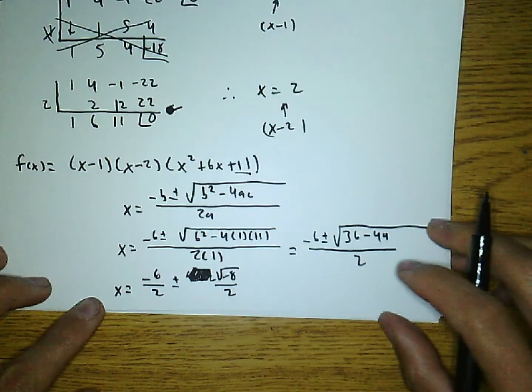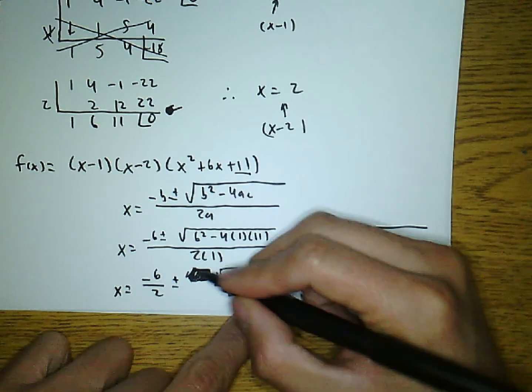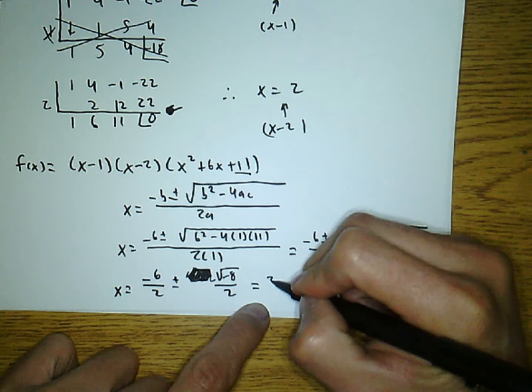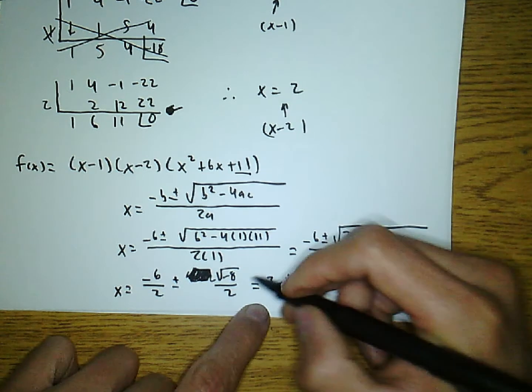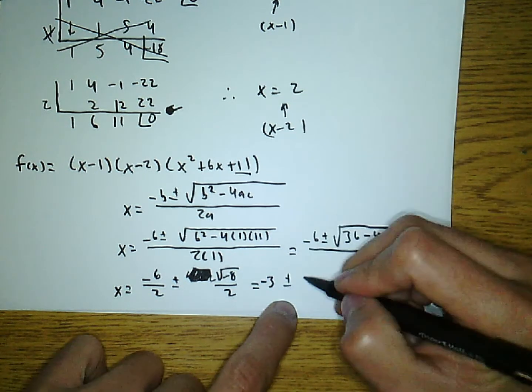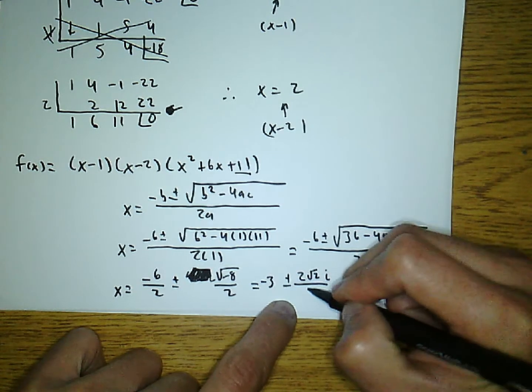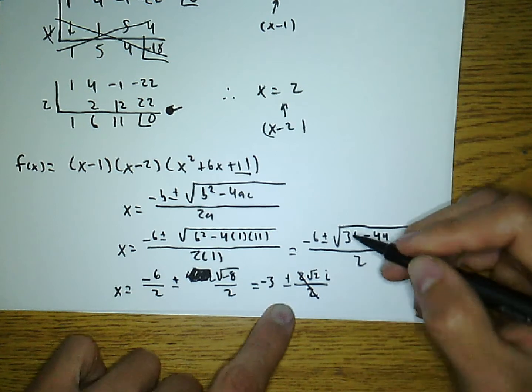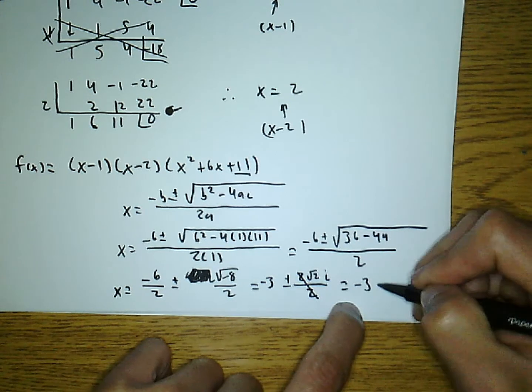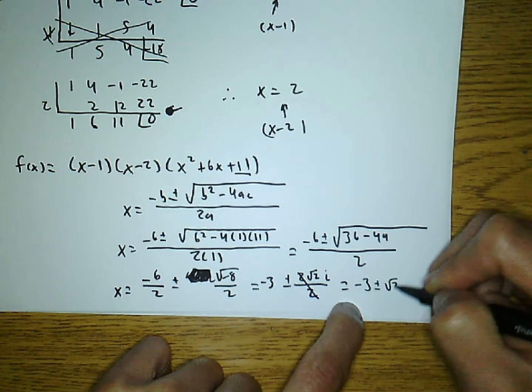Okay, now I can further continue, and negative 6 divided by 2 is going to give you negative 3 plus or minus. The square root of 8 is the same thing as 2 root 2, but because it was negative, I'm going to have an i in there. I still have this 2. The 2 is going to cancel out, which gives you negative 3 plus or minus root 2i.